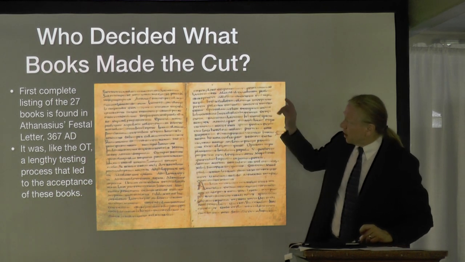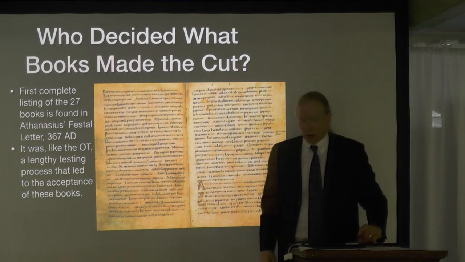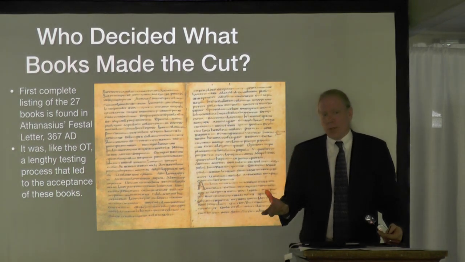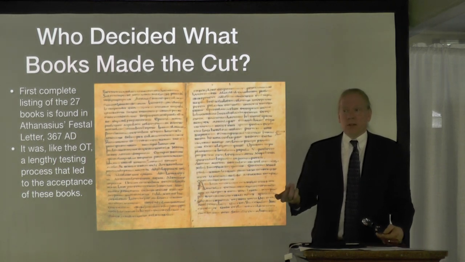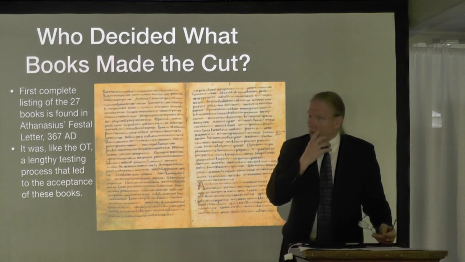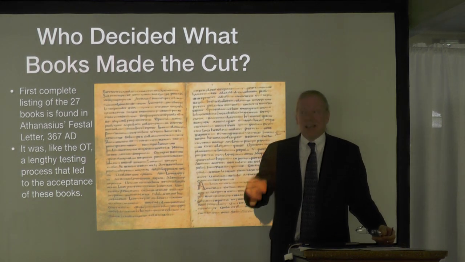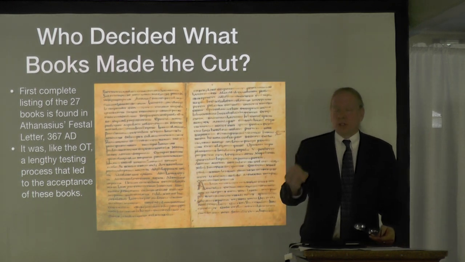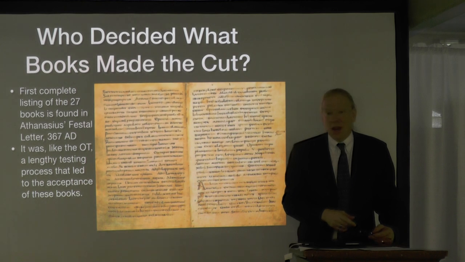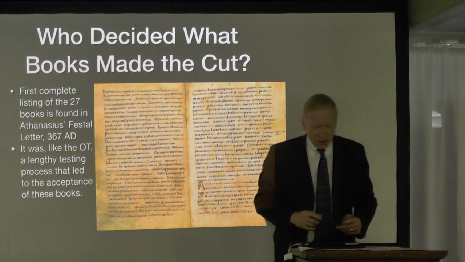The first complete listing of the 27 books is found in Athanasius' Festal letter in 367 AD. So by that point, and probably before that, the 27 books of the New Testament we enjoy today were pretty well established. However, there was still disagreement. In fact, if you look at Coptic Christians, to this day, Coptic Christians still include 1st and 2nd Clement in the canon of their Bible. We're going to talk about that one in a minute too.